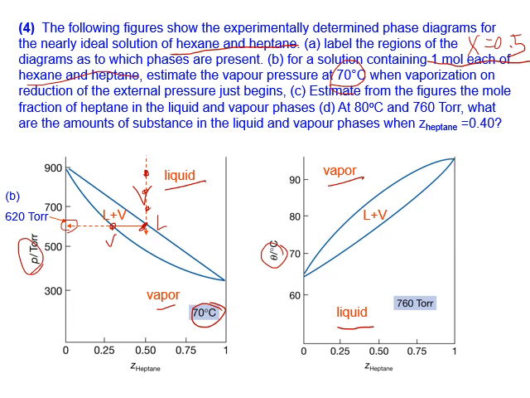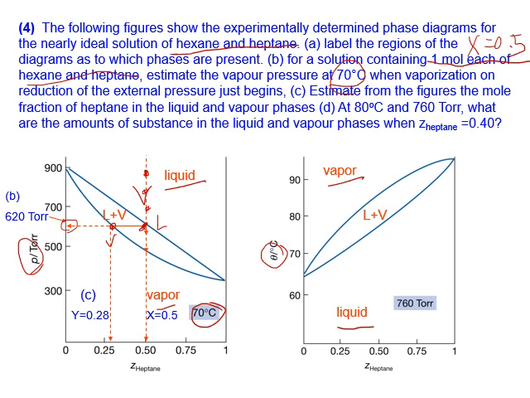The next question is to estimate the mole fraction of heptane in the liquid and the vapor phase. So the liquid phase is here, it is 0.5. You just start to boil, so the mole fraction is the same as the initial mole fraction, and the gas phase is 0.28.